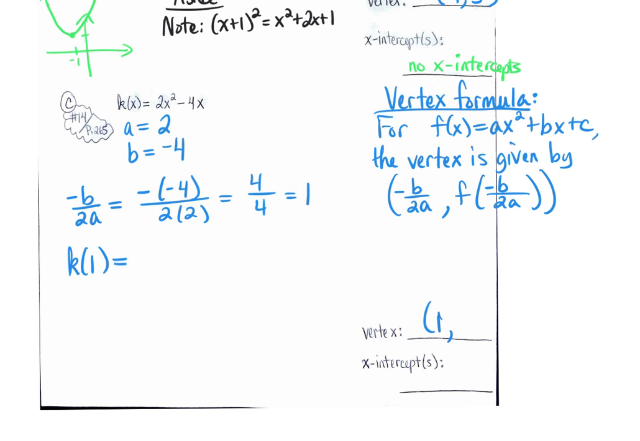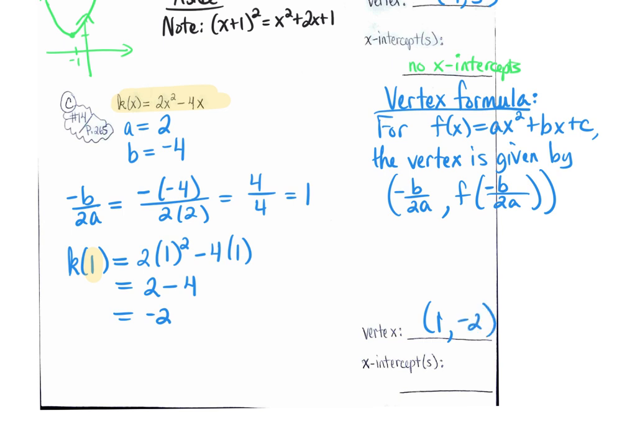K of 1. So now you're substituting in 1 for x here in this yellow highlighted part. So we get 2 times 1 squared minus 4 times what? 1, yes. 1 squared is 1. 1 times 2 is 2. Minus what? 4 gives us what? -2. What's our vertex? 1, -2.